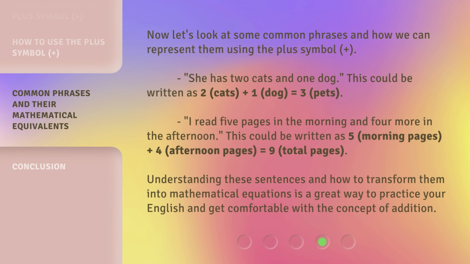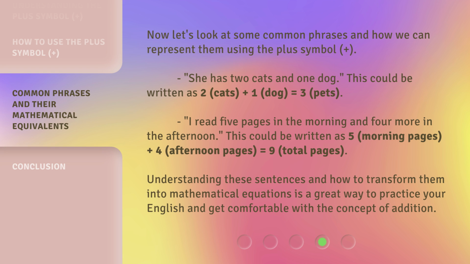Now let's look at some common phrases and how we can represent them using the plus symbol, plus. She has 2 cats and 1 dog. This could be written as 2 cats plus 1 dog equals 3 pets.